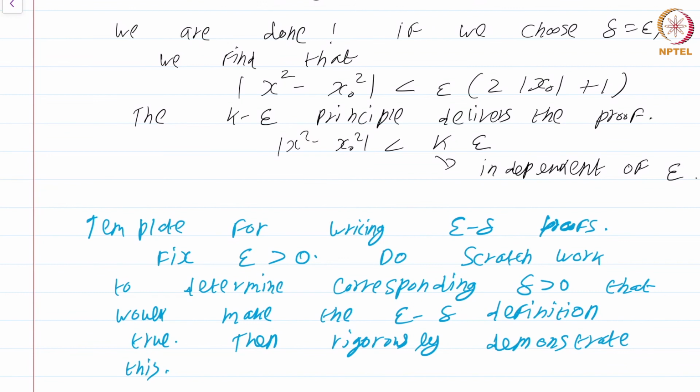So you must always start such a proof by writing fix epsilon greater than 0, then give an expression for delta in terms of epsilon. Sometimes it will turn out to be independent of epsilon also, even that can happen. Then rigorously demonstrate that the epsilon delta definition is indeed satisfied. This is a course on real analysis, and you have just watched the module on continuity of the functions x and x squared.